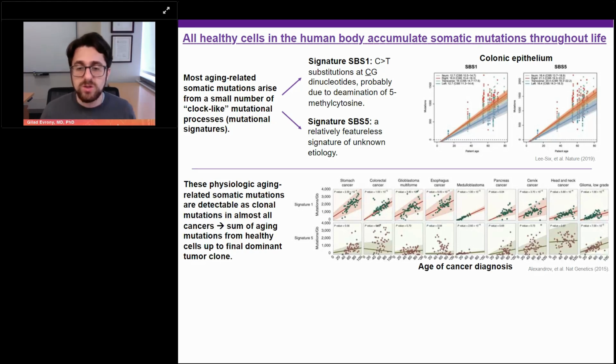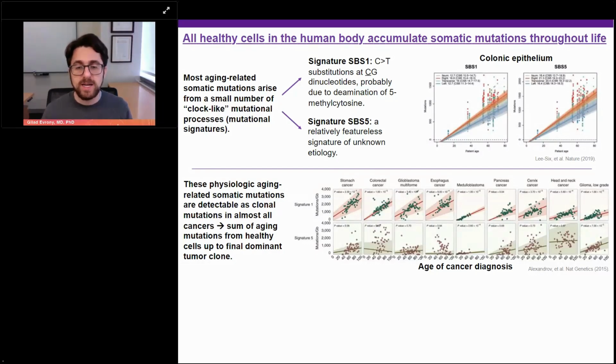We can actually also see these aging-related somatic mutation signatures when we sequence tumors, because when a tumor first starts, it originates from a cell in the body that already has aging-related somatic mutations, and then when the tumor cell expands and we then sequence that tumor, we can see all of those aging-related somatic mutations that were originally in that cell from which the tumor first began.